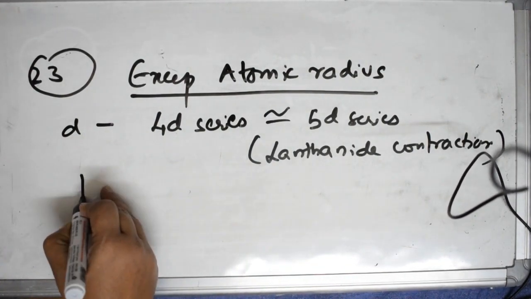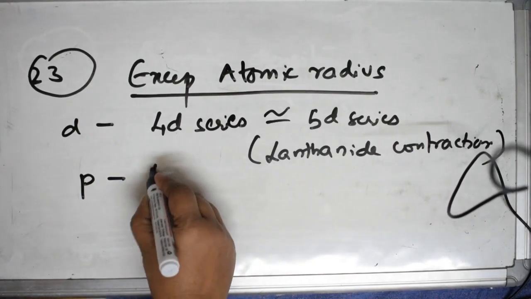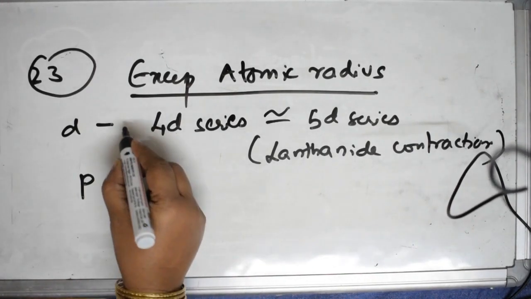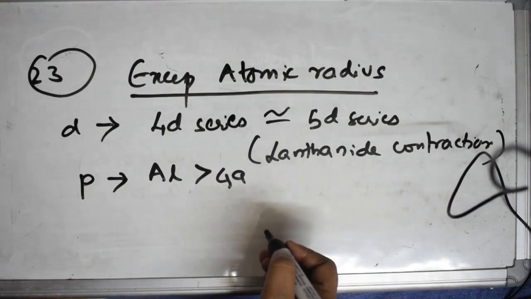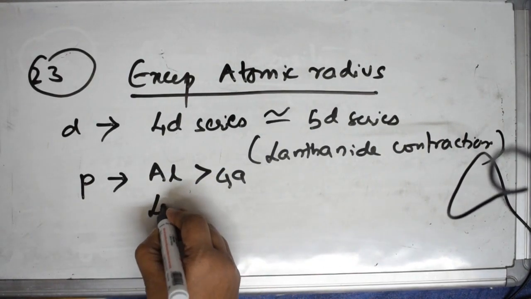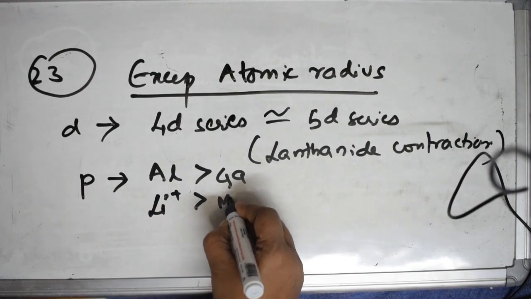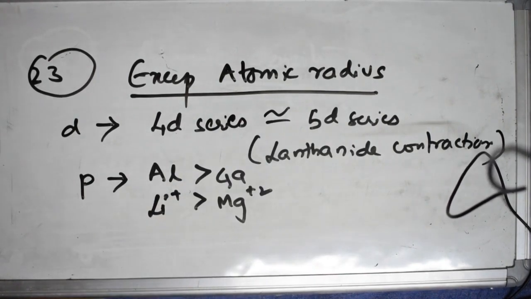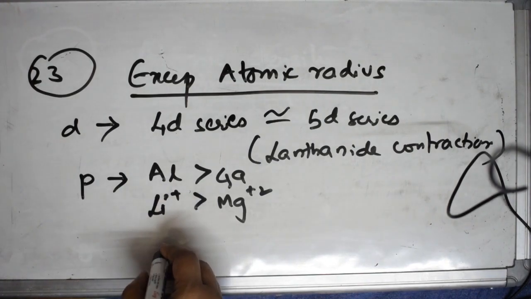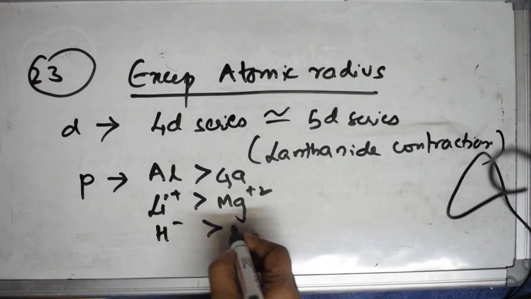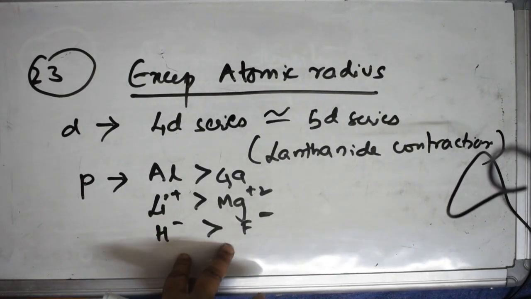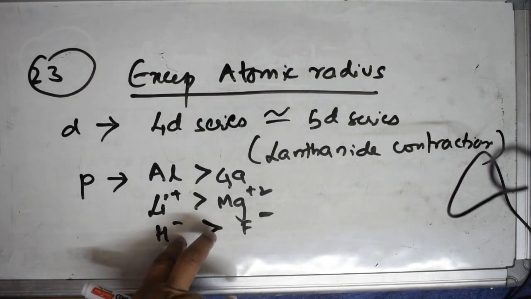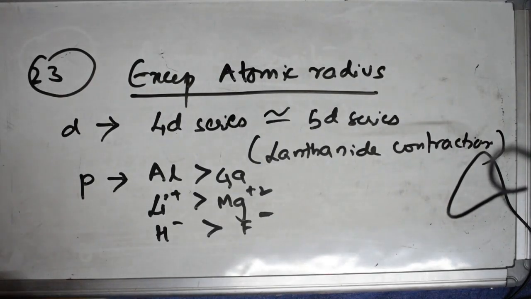If I have to see an exception in the p block elements, remember, aluminium has a greater atomic radius than gallium. Li+ has a greater radius than Mg2+, and H- has a greater atomic radius than F-. So these are the exceptions. Remember, because exceptions are what they're going to ask you. So I have written them in this case. So this is the atomic radius.